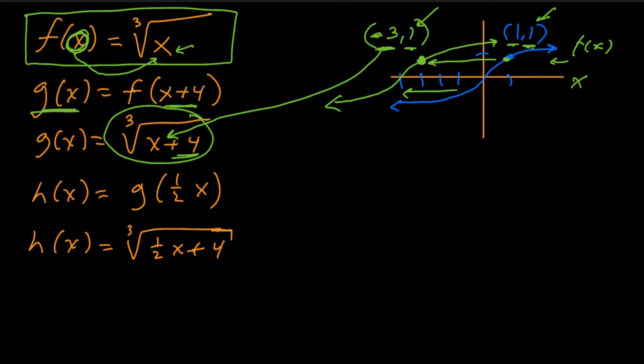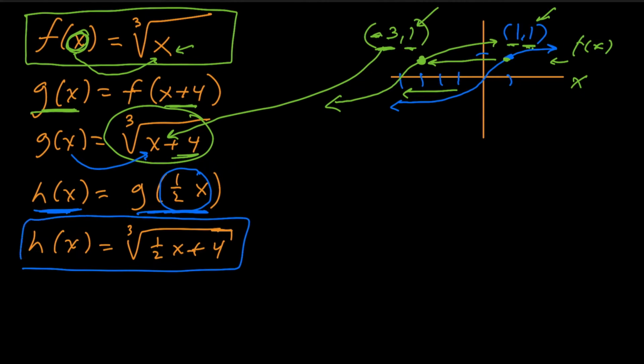Does that make sense? Now, if you wanted to take it one step further, let's say h of x now. We're going to do h of x equals g of 1/2 x. So we say, well, whatever's in the parentheses, the 1/2 x, is going to go in place of x on the right. It's a substitution, so we're replacing x with 1/2 x. And that's giving us our equation here, h of x equals the cube root of 1/2 x plus 4.